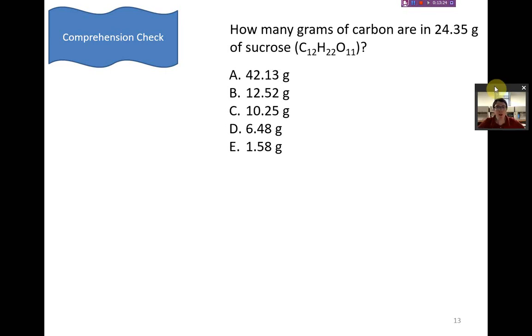Welcome back. So we want to know how many grams of carbon there are when we have 24.35 grams of sucrose. How are we going to think about this? Well, remember when we talked about the ratio of one element in the total compound in terms of the mass percent. If we can determine the mass percent of carbon in the total, and then multiply that mass percent by the total mass, then that will tell us how many grams of carbon there are in the total sample.